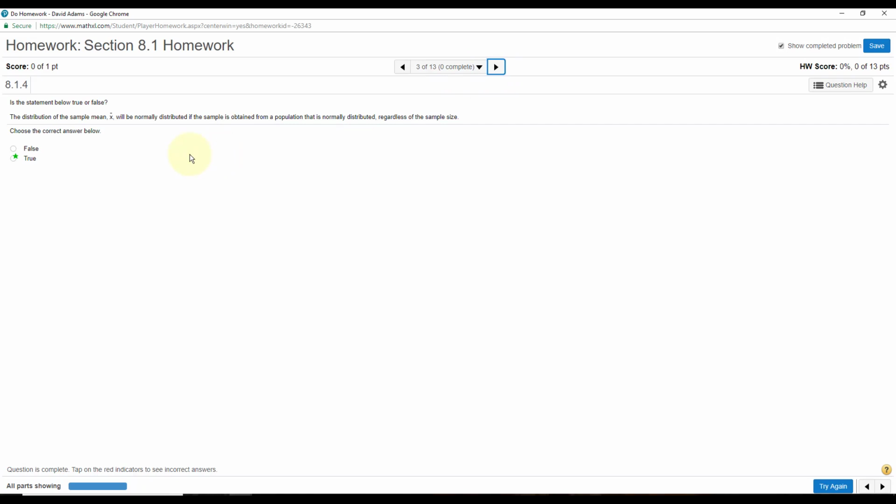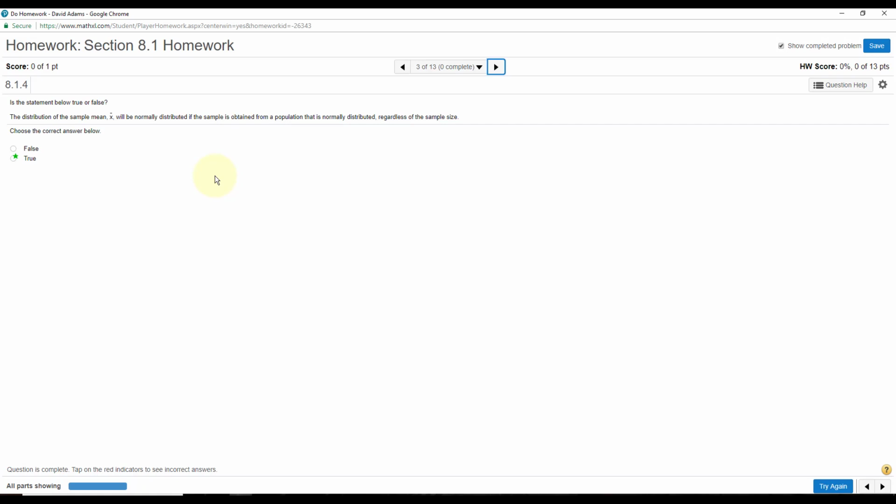Is the statement above true or false? The distribution of the sample means will be normally distributed if the sample is obtained from a population that's normally distributed, regardless of the sample size. That's true. What you have to remember, and again, go back to the lecture, whenever you're dealing with the distribution of the sample means, the x bars, you have an either-or requirement. Either the original parent population has to be normally distributed, or you need a sample size greater or equal to 30 for this new distribution of the x bars to be normally distributed.